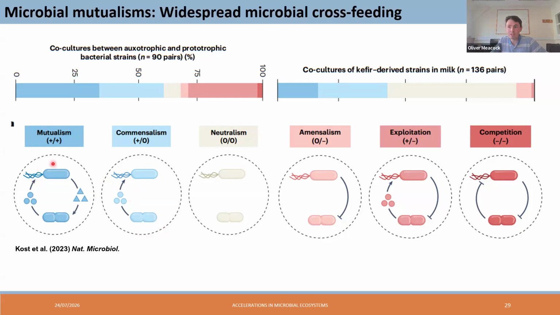So if this population can't produce a particular amino acid, for example, if it's what we call an auxotroph, it needs to be fed that by a partner in order to survive and grow. So given that we see this incredibly widespread cross-feeding in nature, how is it that we can reconcile that with the stability of these microbiota?